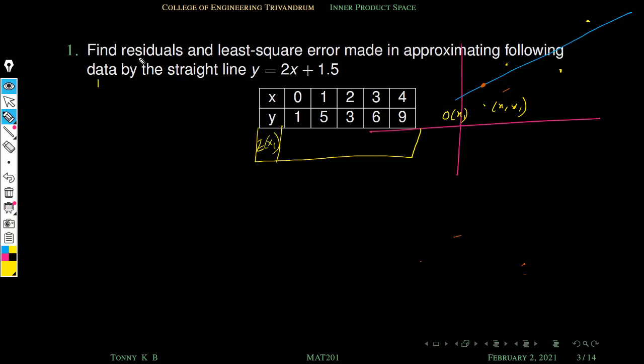So we have to find the residuals and least square error made in approximating the following data using the straight line. Okay, data is given, straight line also given. We have to find the residuals. So what is E of x1? E of x1 എന്താന്ന് പറഞ്ഞേ? What is E of x1? What is its value?